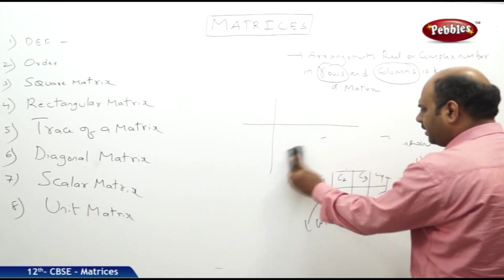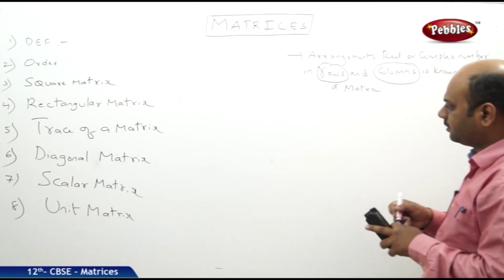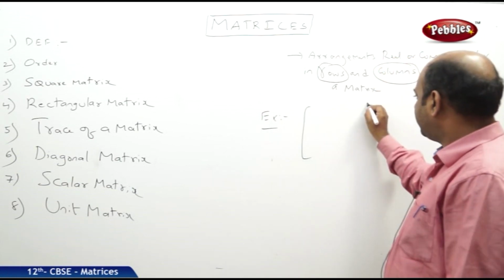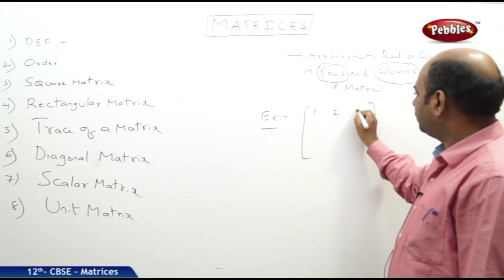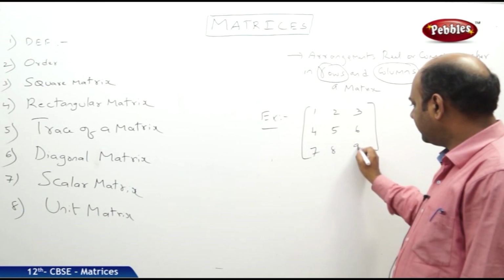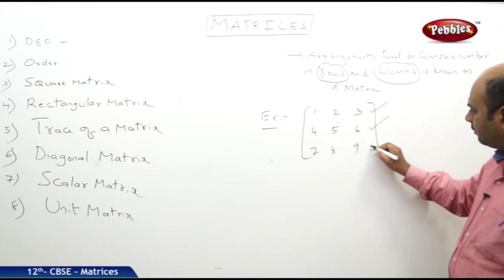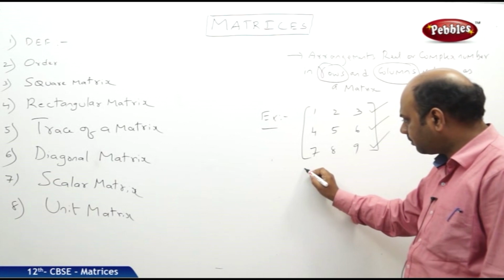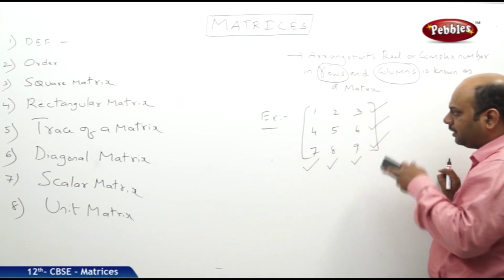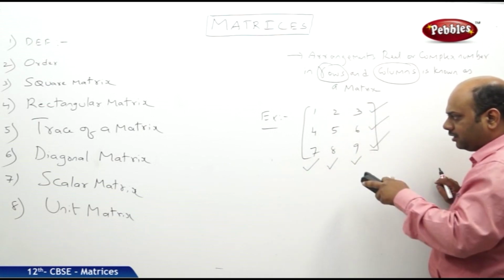Now we shall see what we mean by the order of a matrix. For example, I take a matrix like this: 1, 2, 3, 4, 5, 6, 7, 8, 9. How many rows are present? This is the first row, this is the second row, this is the third row. And how many columns are present? This is the first column, second column, third column. So in this matrix, there are 3 rows and 3 columns.